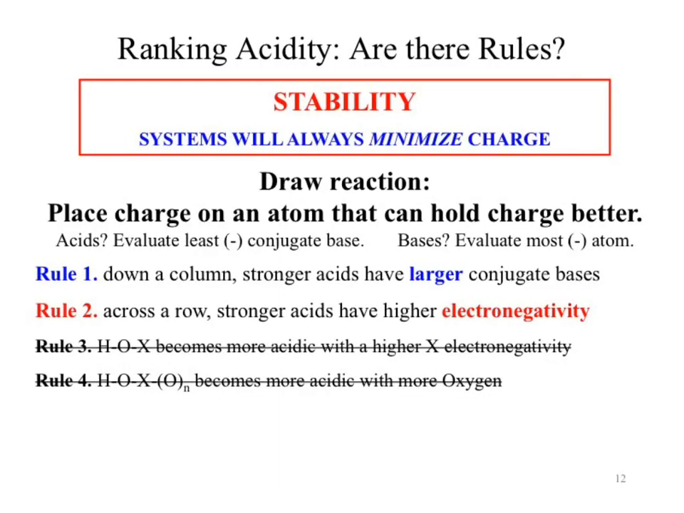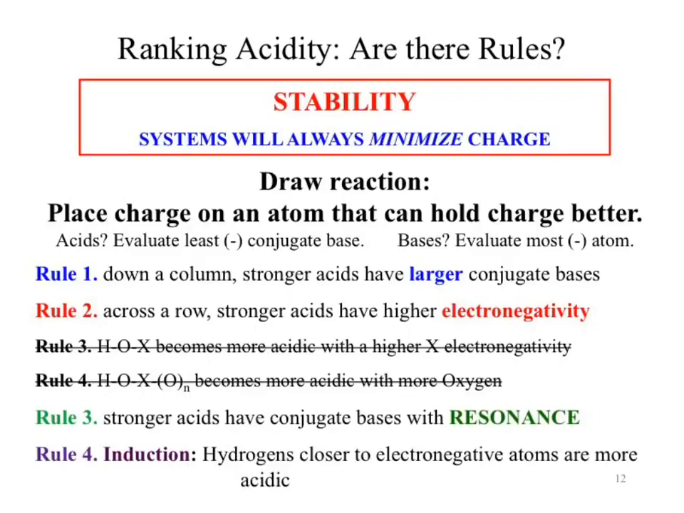So when we go through and look at our acid-base rankings, you should be familiar with these 4 rules because I taught 152 and I know those are the 4 rules that I taught. Okay? Or ultimately just stated. I never really liked stating them. Rule 3 and Rule 4 are pretty much meaningless, but really what they are is an application of what we're going to now add as our Rule 3 and Rule 4. Stronger acids will have conjugate bases with more resonance. Okay, Rule 4, induction: hydrogens closer to electronegative elements will be more acidic.